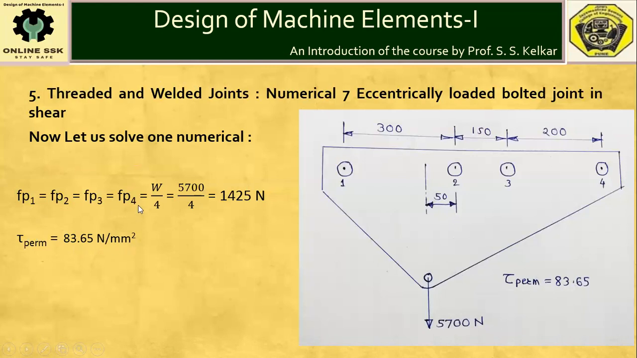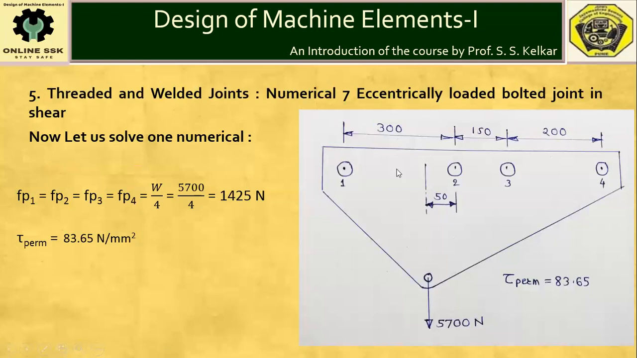The primary forces are given by W upon Z, where Z is the number of bolts and W is the applied load, which is 5700 Newton. So 5700 divided by 4 will represent the primary forces, which will be the same in magnitude for each of the bolts, equal to 1425 Newton. The direction of these primary forces will be opposite to the direction of applied load. Applied load is in downward sense, therefore primary forces will be in upward sense.